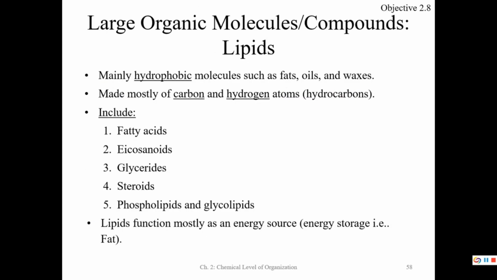Now, lipids, they are hydrophobic. That means they are water-fearing. They are things like fats, oils, and waxes. They are mostly made up of carbon and hydrogen atoms, so a lot of these are hydrocarbons, but not all of them. For example, your fatty acids are going to be hydrocarbons. Your eicosanoids are going to be heavily hydrocarbons. Your glycerides are heavily hydrocarbons. Even your phospholipids and glycolipids heavily are hydrocarbons. Steroids have other things going on, but carbon and hydrogen makes a large composition of it. So these things are mostly going to be carbon and hydrogen: fatty acids, eicosanoids, glycerides, steroids, phospholipids, and glycolipids.